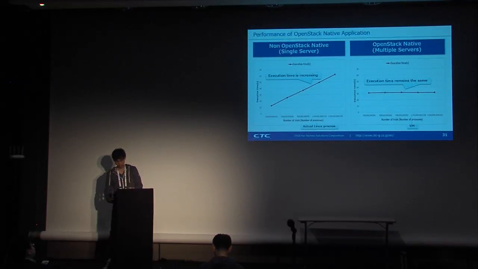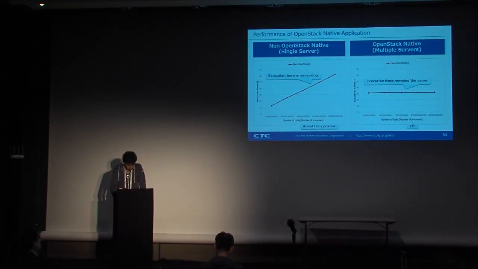So finally, I'd like to explain the performance of the OpenStack native application. This is one of the most important points I'd like to tell you. So please look at this graph. This graph shows the performance of the Monte Carlo application, the first sample application I introduced to you. The horizontal axis represents the number of trials and the number of processes in each simulation. So the number increases to the right on the graph. And the red line shows the execution time.